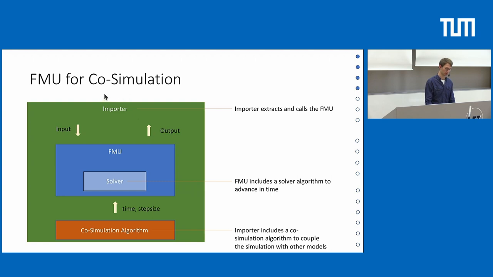So in this slide, the interaction of the FMU with the importer is shown. The importer can set input values to the FMU. It can then tell the FMU to advance in time by giving it a time and a step size. And afterwards, it can retrieve output from the FMU model. Crucially, within the setup, the FMU itself has to advance in time. So the FMU model has to implement some kind of solver algorithm to compute the next time step. And also the importer then has to take care of the co-simulation, meaning data exchange, and the coupling to other models.